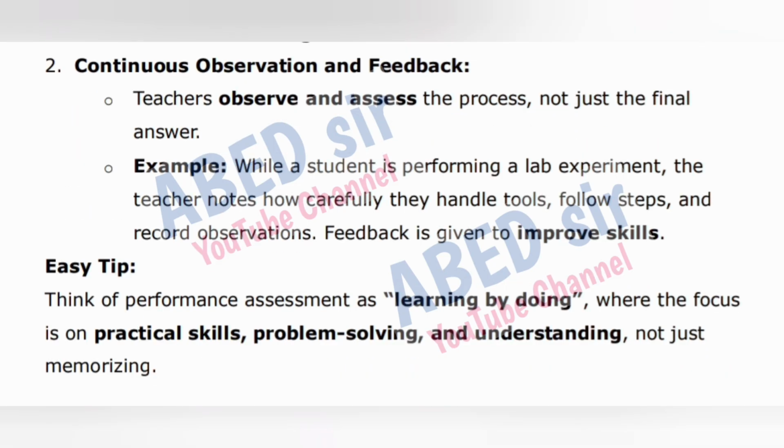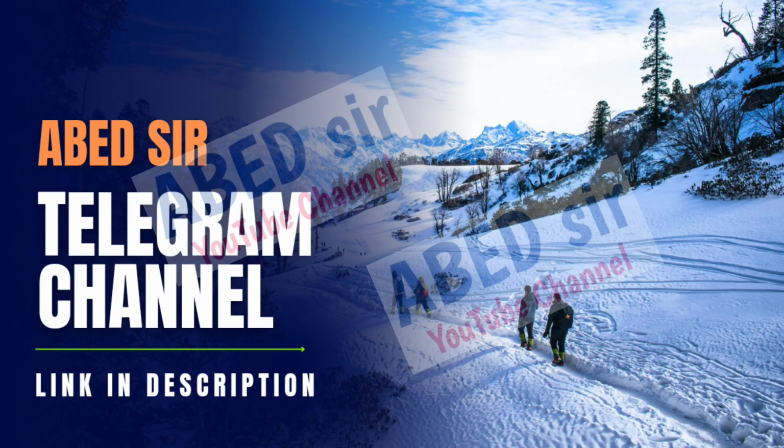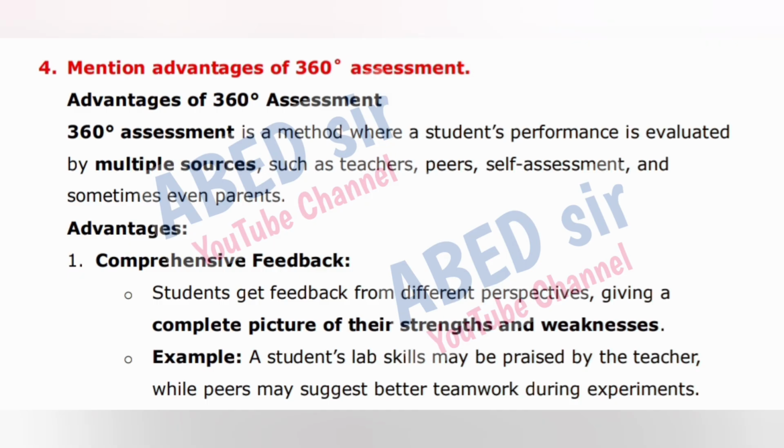2. Continuous observation and feedback. Teachers observe and assess the process, not just the final answer. Example, while a student is performing a lab experiment, the teacher notes how carefully they handle tools, follow steps, and record observations. Feedback is given to improve skills. Easy tip. Think of performance assessment as learning by doing, where the focus is on practical skills, problem solving, and understanding, not just memorizing.